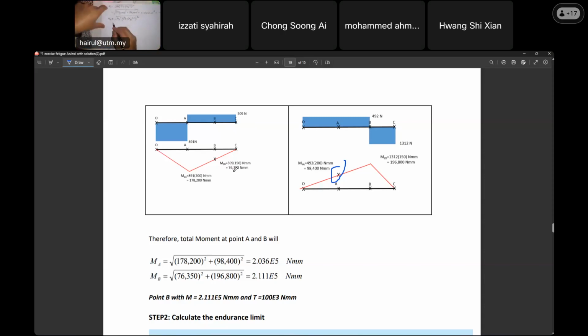All right, so kita just substitute value. So moment at B will be XY plane 76,350 square plus moment at XZ plane, we know it, 196,800 square. So the value is 2.111 times 10 to the power of 5 Newton millimeter. Which one is the bigger, B or A, total moment? Cepat kelas.